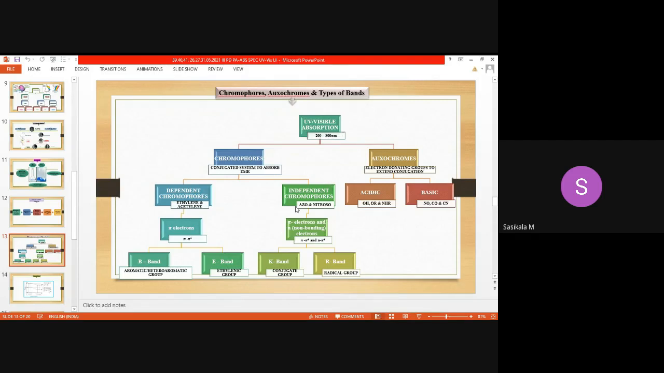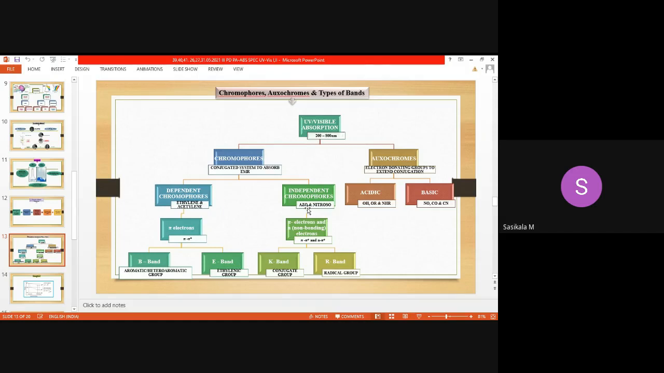Independent chromophores are azo and nitroso groups. Azo and nitroso groups have nitrogen with lone pairs of electrons, that is n electrons, non-bonding electrons. Those types of groups are called independent chromophores. Dependent chromophores depend on auxochromes, whereas independent chromophores do not depend on any other group for their absorption.